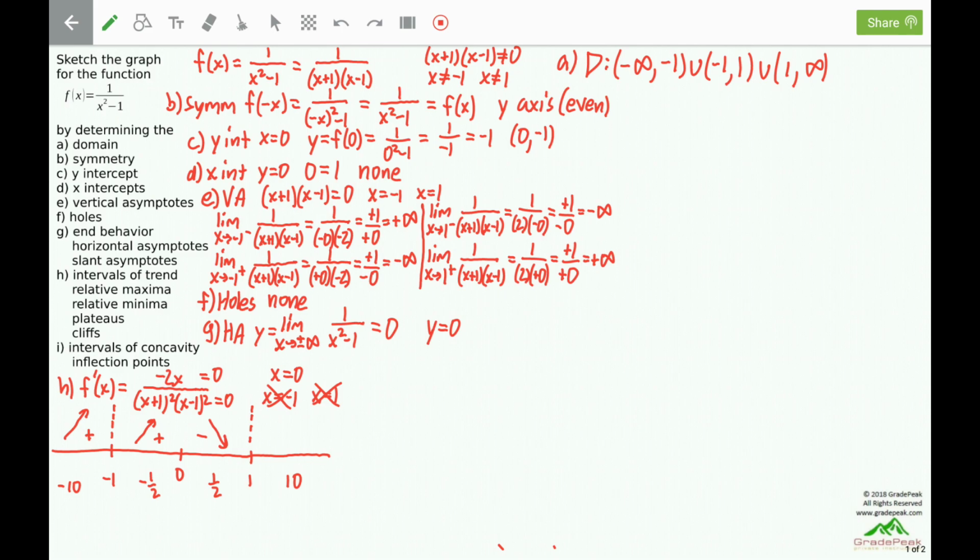And then plugging the test value of 10 into the portion of the first derivative that matters, -2 times +10, negative times positive is negative. We have a negative first derivative. This corresponds to a decreasing trend. We have only one critical number here, and right at the critical number of x equals 0, we have the trend change from increasing to decreasing. So x equals 0 will be a relative maximum. x equals 0 came from the numerator, so it's a normal relative maximum.